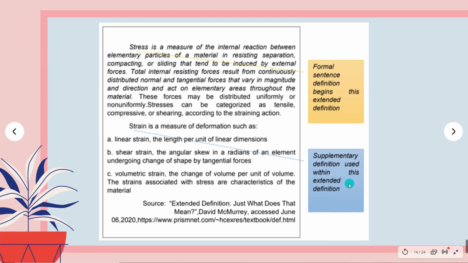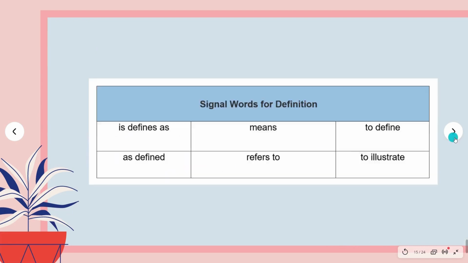Supplementary definition used within this extended definition. These are the supplementary definition. These are the signal words for definition: is defined as, defined means, refers to, define, to illustrate.